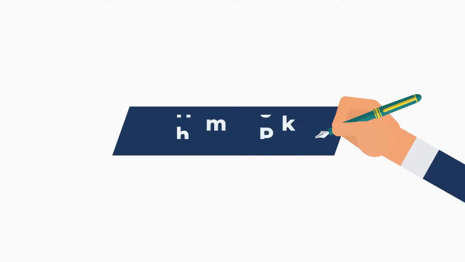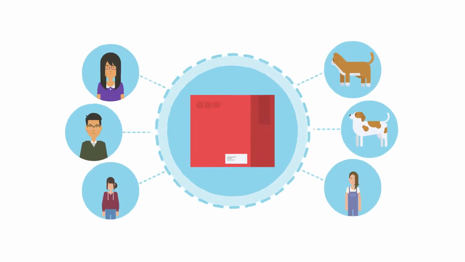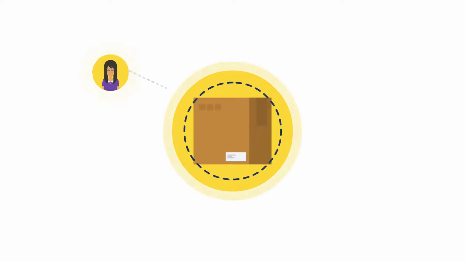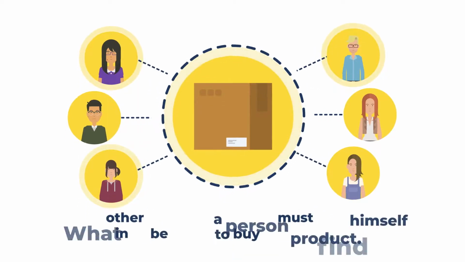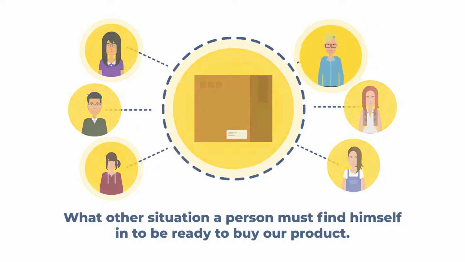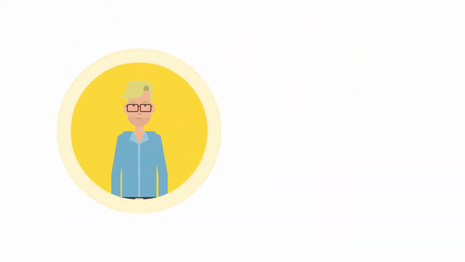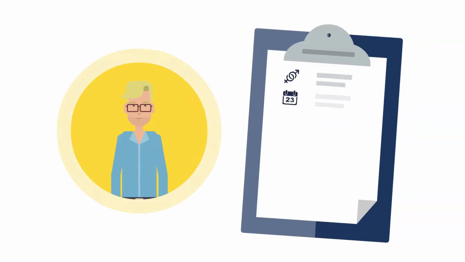Homework. Let's start with the question, who are we solving the problem for? It often happens that competitors say that their product is for everyone. However, that is far from true. At this point, we look for those people who need our product or service the most or have the strongest problem. Ask yourself what other situation a person must find himself in to be ready to buy our product. Now that you have imagined this person, try to, as accurately as possible, define him or her.